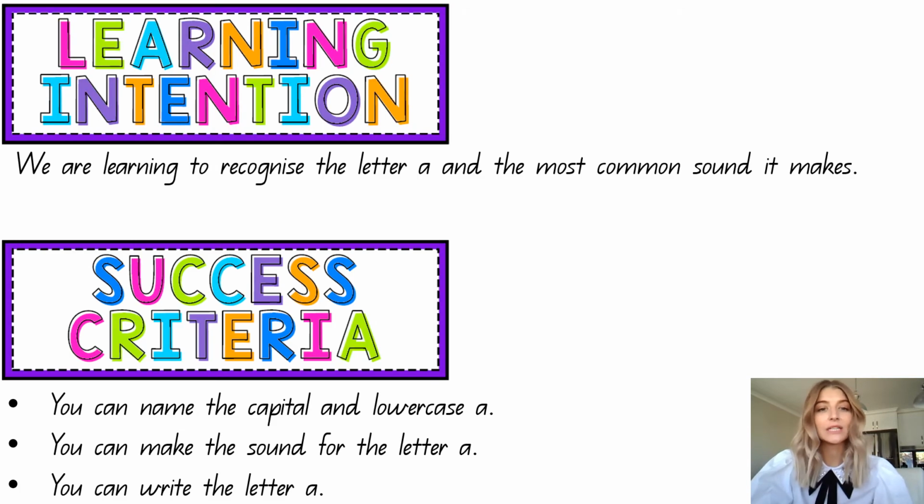Let's have a look at what we're doing. So our learning intention is we are learning to recognise the letter A and the most common sound that it makes. So to be successful today, you will be able to name a capital and a lowercase a. You can make the sound for a letter A and you can write the letter A.